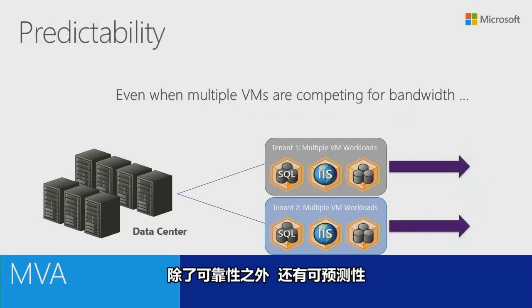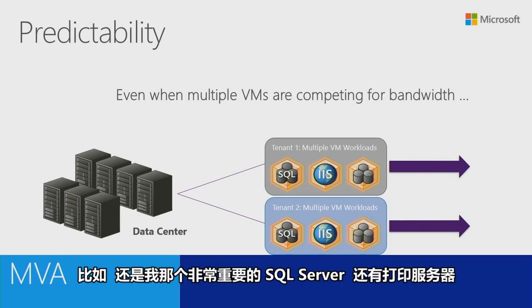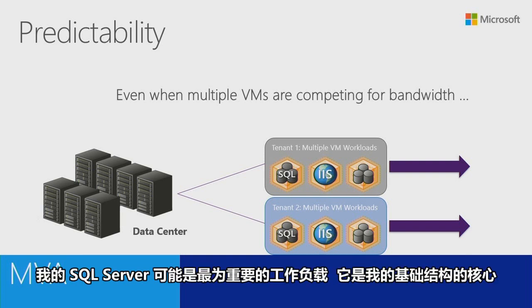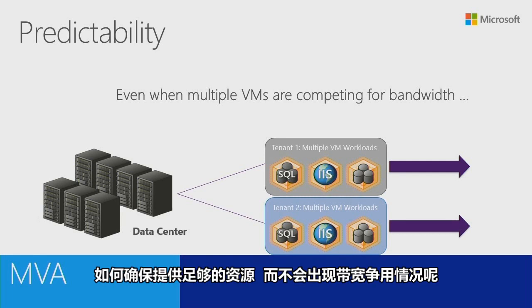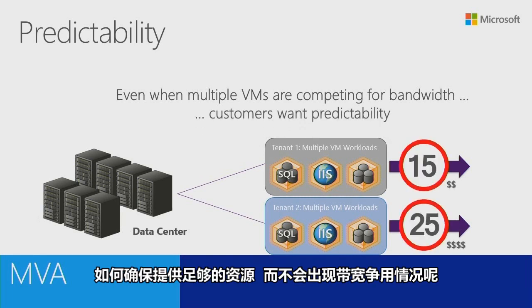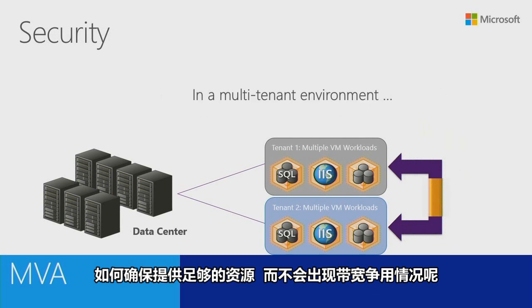In addition to reliability, there's predictability. So for example, again, going back to my super important SQL and my print server, my SQL server could be the most important workload. It's the core of my infrastructure. It's what's running my business. I want to make sure this thing is never, ever starved for resources. How do I ensure that that never becomes an issue? So that's competing for bandwidth.